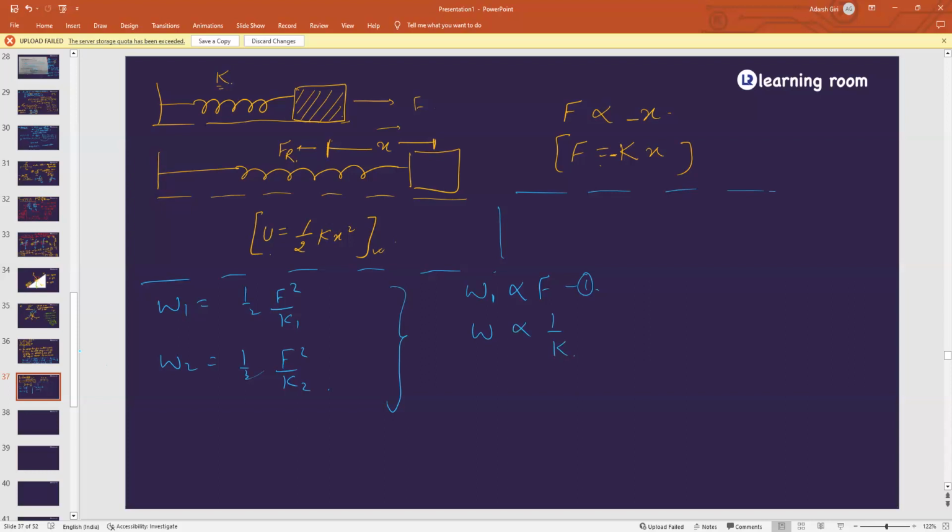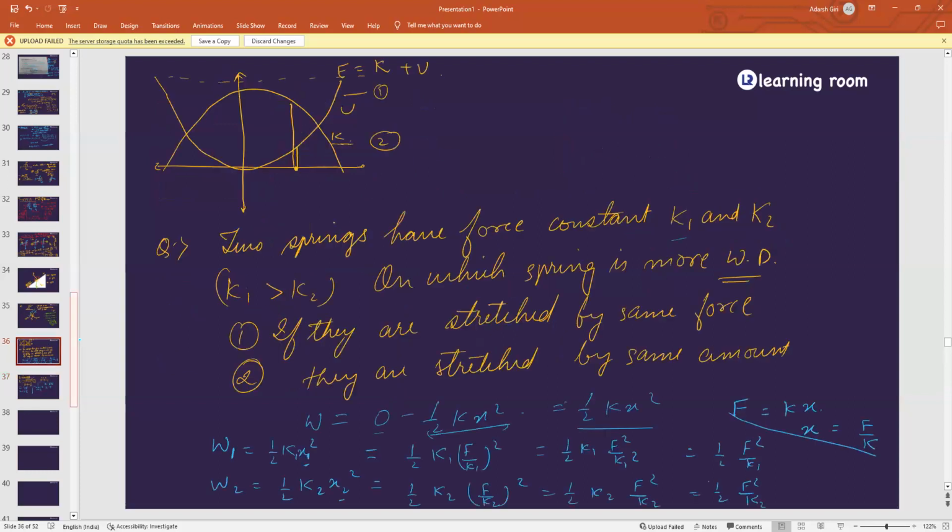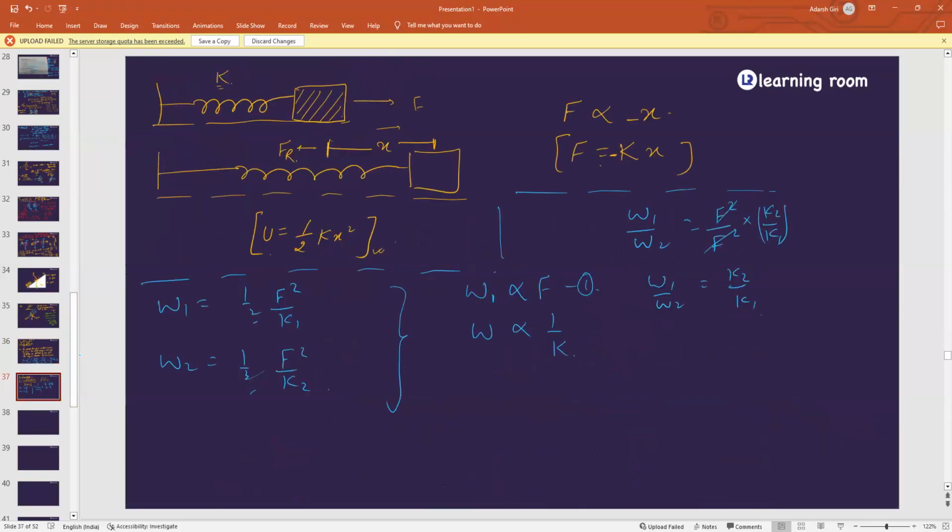Okay. So when we divide them, W1 by W2, this half will get cancelled. So it will be F square by F square in both the cases, F is same. And the spring constant will be inversely added, so it will be K2 by K1. So W1 by W2 is nothing but K2 by K1. And in the question, it says that K1 is greater than K2. The denominator is greater, so this value is less than 1. Yes or no? Yes, sir. So W1 by W2 is less than 1, or we can say that W1 is less than W2.